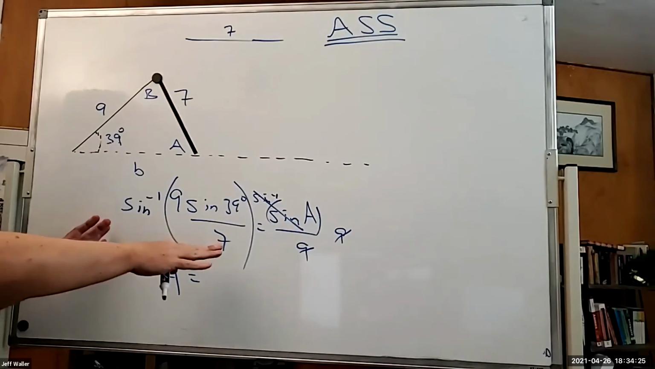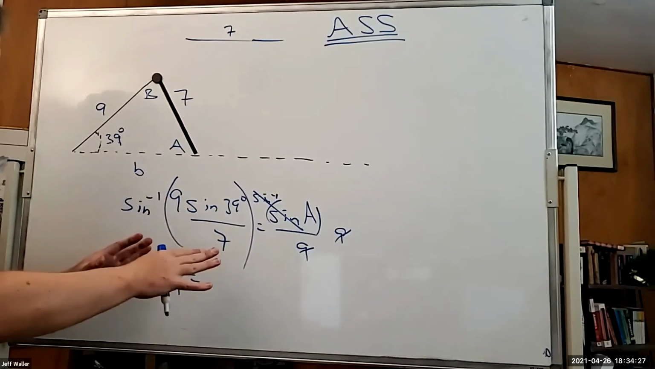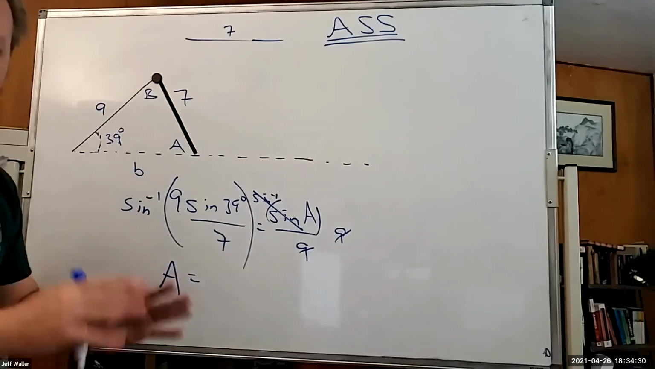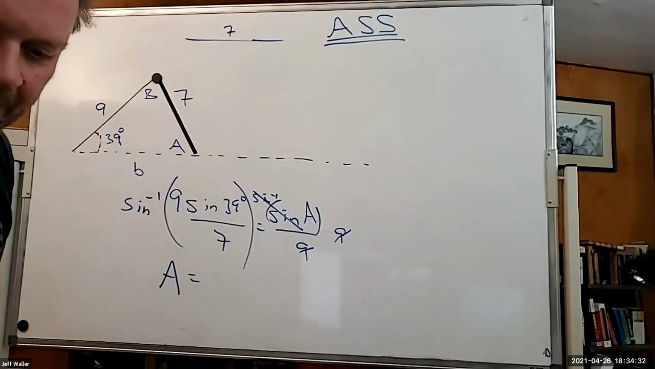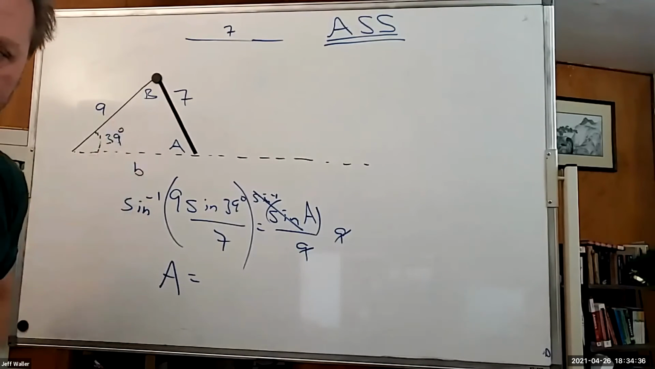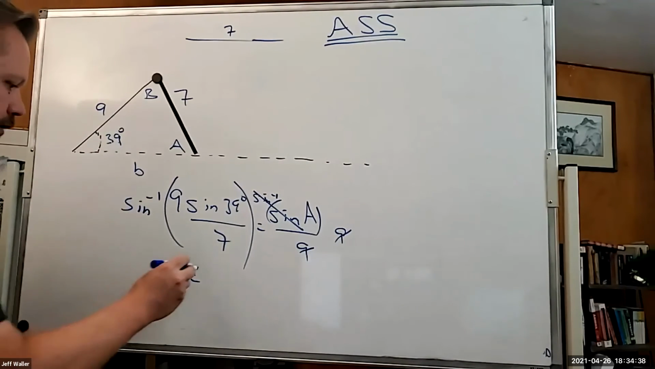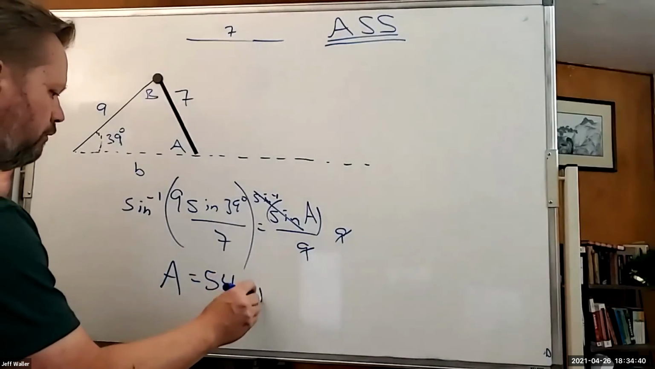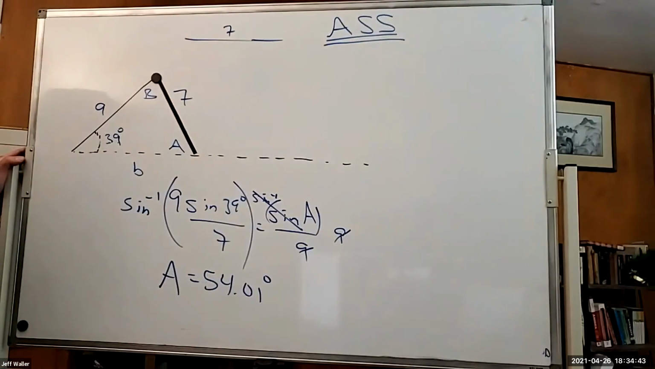Are you guys able to do that in your calculator? Let me know if you don't get the answer I'm going to write up here. Is somebody able to get that answer? Give me 2 decimal places. Oh, there we go, I see it in the chat. Good. 54.01 degrees.